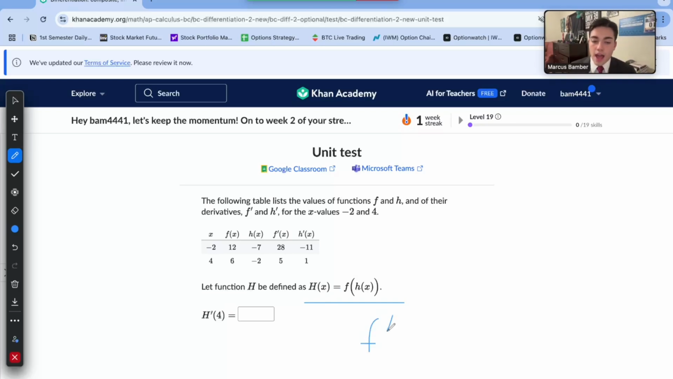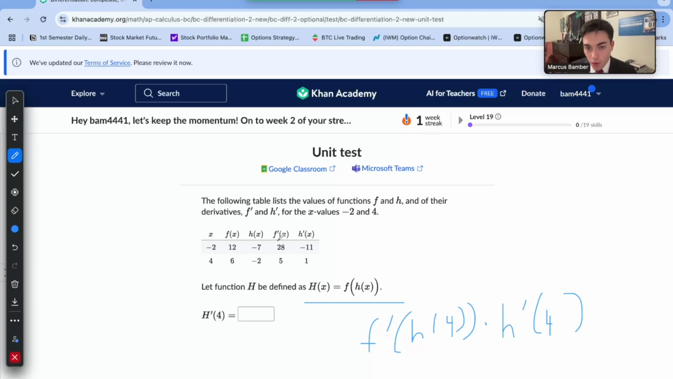Take the derivative of the outer, keep the inner function the same, and then multiply by the derivative of the inner function. All right, so how this is going to work, we're just going to replace all the x's with 4s. Let's go ahead and do that. So now we have h of 4 and the derivative of h of 4.